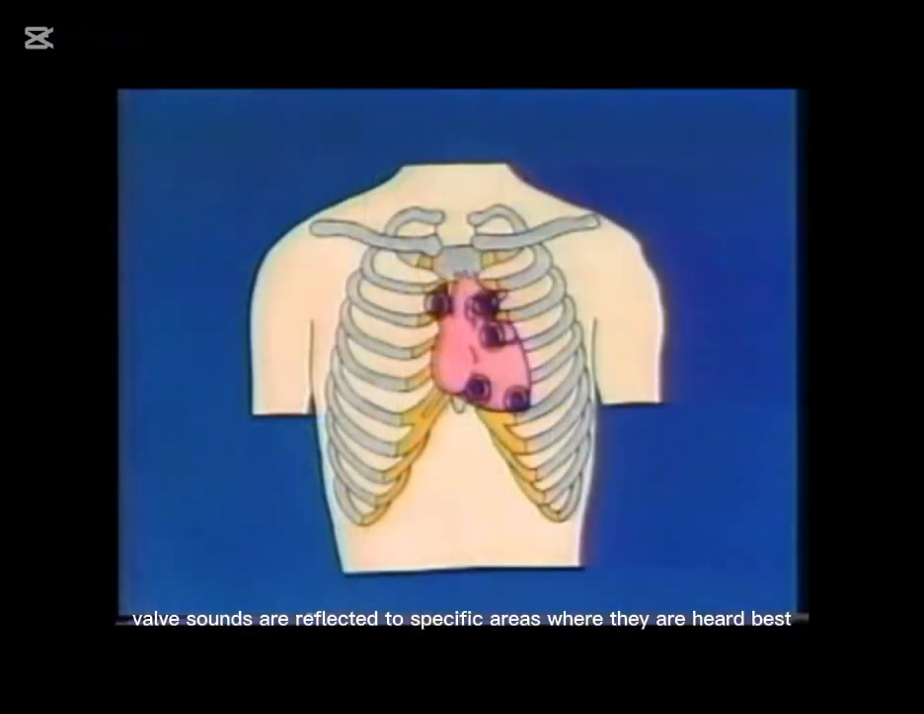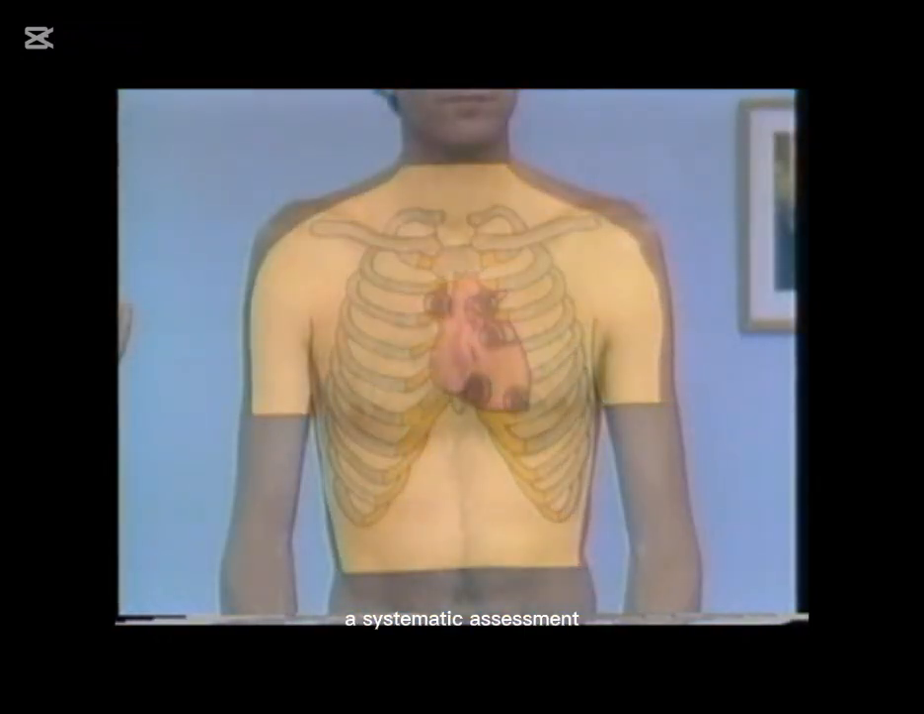Valve sounds are reflected to specific areas where they are heard best. These areas correspond to the areas in which you palpated. A systematic assessment is done by inching the stethoscope from one area to the next. You may start at the apex or the base, eventually encompassing the entire precordium. Since many other sounds may be present at the apex, you may find it desirable to start at the base.